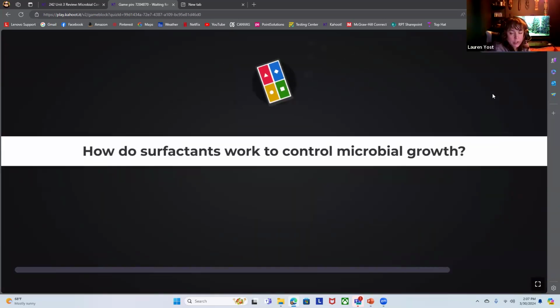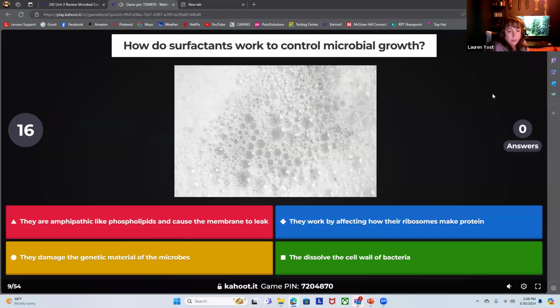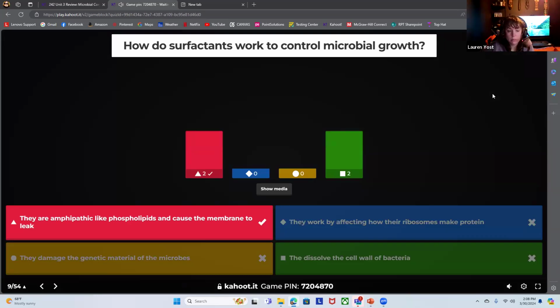Okay, how do surfactants work to control microbial growth? All right, so surfactants are like detergents. So detergents fall into the category, but they are amphipathic. They can have a positive head or a negative head, but either way, they're going to have a charged head and usually a hydrophobic tail, a lot like our phospholipids and our lipid bilayer. And so they can mimic that and squeeze in between our phospholipids and then cause it to break open. And that's how they cause the membranes to leak.